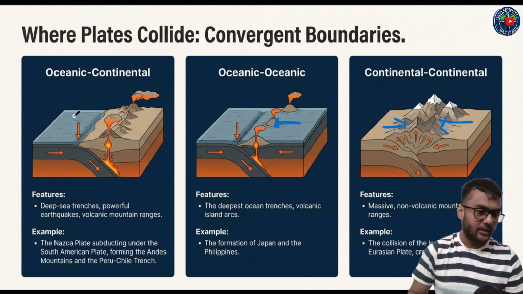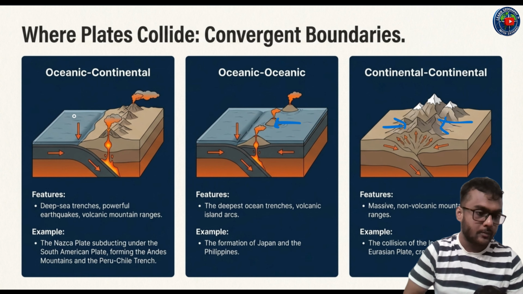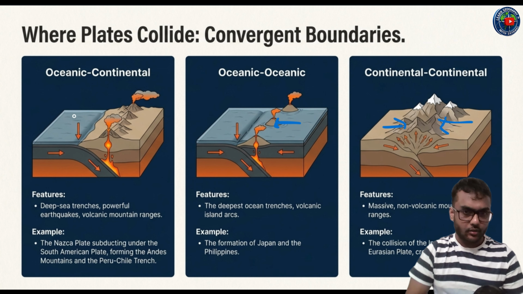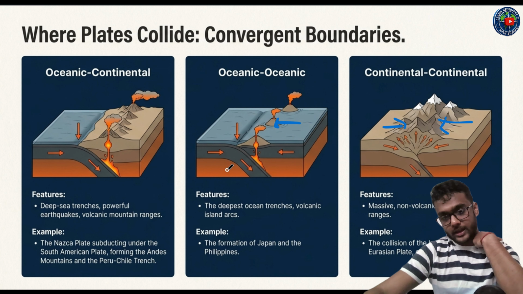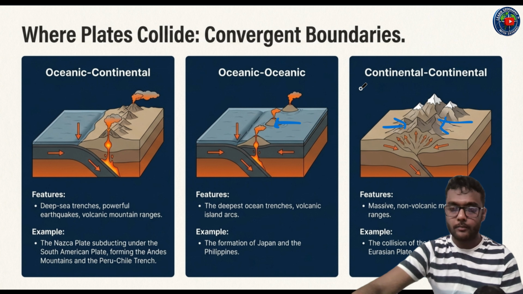For example, the Nazca plate subducting under the South American plate, forming the Andes Mountains and the Peru-Chile Trench. Then, when two oceanic plates converge towards each other, the deepest oceanic trenches and volcanic island arcs emerge, and the formation of Japan and the Philippines. This is an example of convergent plate boundary movement.